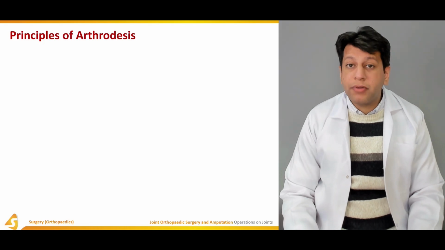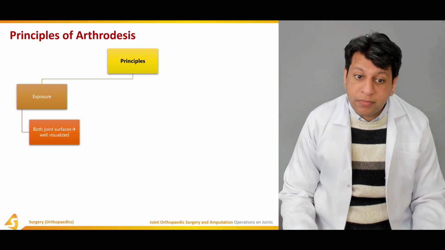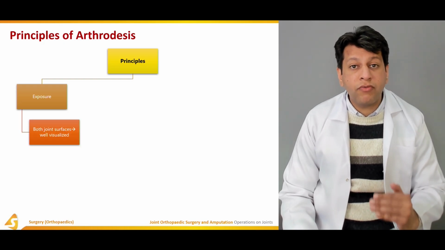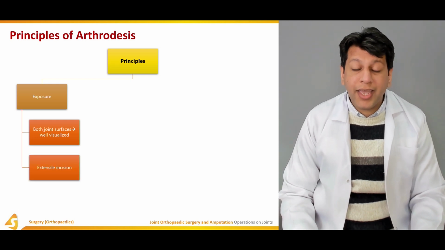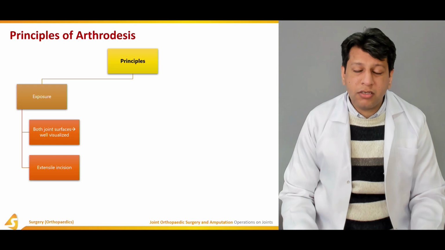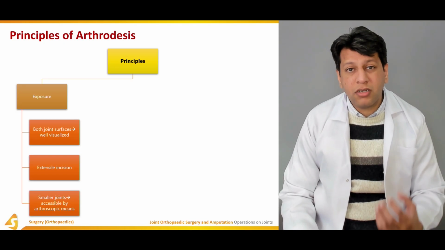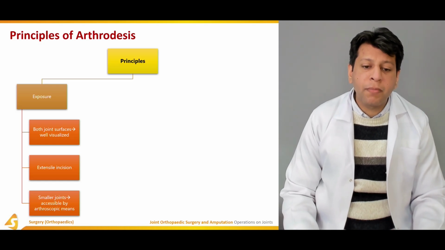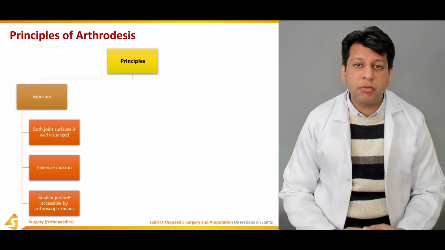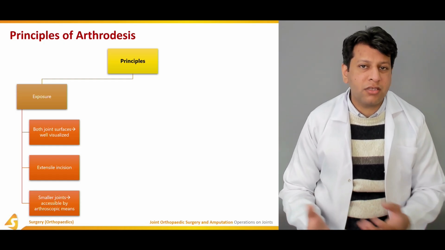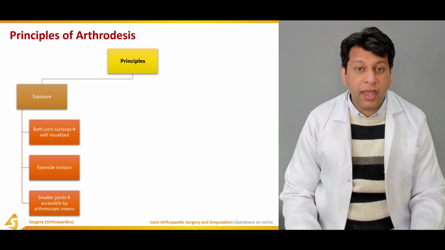Now coming to what are the principles of arthrodesis. First of all, you need to expose both the joint surfaces, that is the bone above and the bone below the joint. Extensile incisions are usually required. It cannot be done through minimally invasive approaches, although it can be at times, but usually it's done through an extensile approach. For example, smaller joints of the hand can be approached by arthroscopic means, but that is usually reserved for carpals and thumb and all that, usually not for large joints such as knee and ankle.